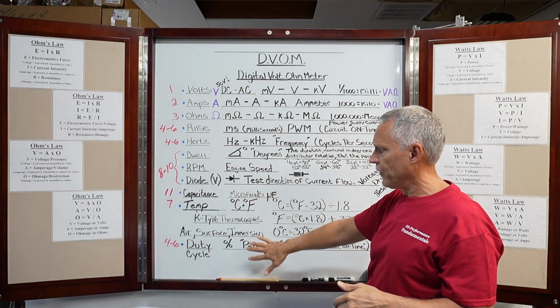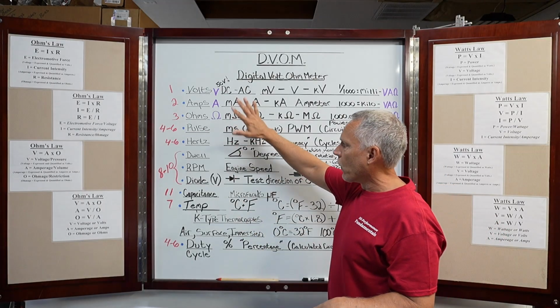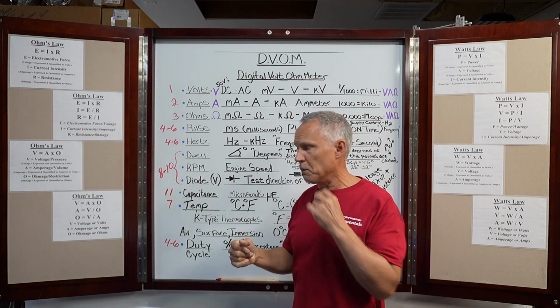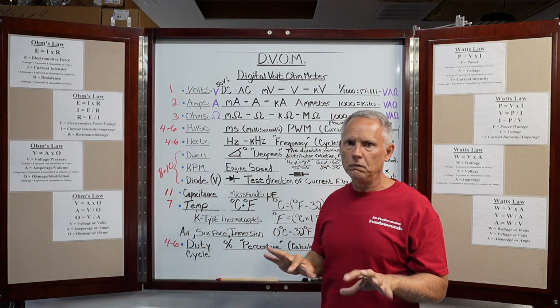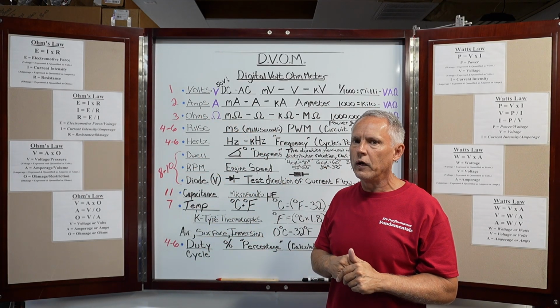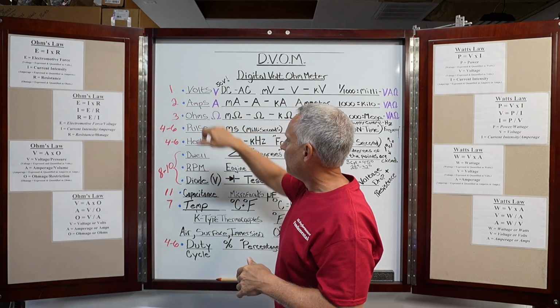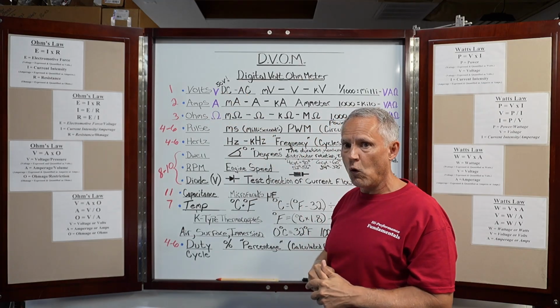And there's a lot of stuff here about DVOMs on this board for sure, and we're going to go over all of it. We're going to go over some of this kind of quickly, just touching on it, because that's really not what this video is about. But we are going to talk about volts, amps, and ohms to a decent amount. Volts on your voltmeter is going to be the letter V, and you can either select DC or AC voltage.